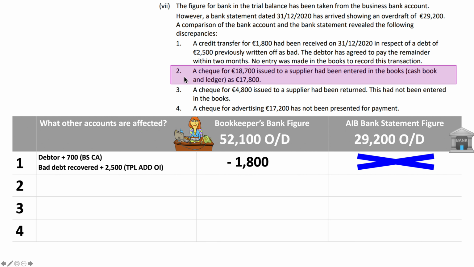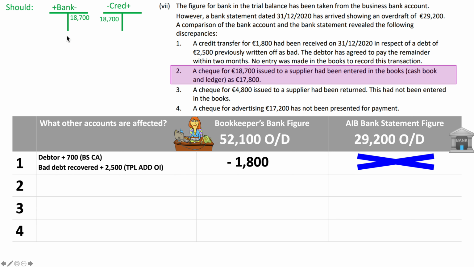Next, we'll move on to number 2. A cheque for 18,700 issued to a supplier had been entered in the books, the cash book and ledger, as 17,800. Okay, so there was a mistake. Who made the mistake? The bookkeeper made the mistake. All right, so we'll have a look at it here.